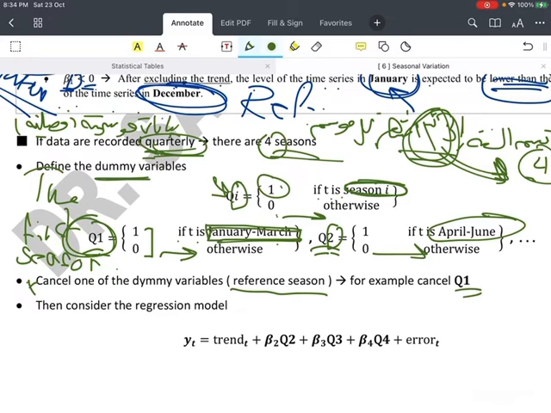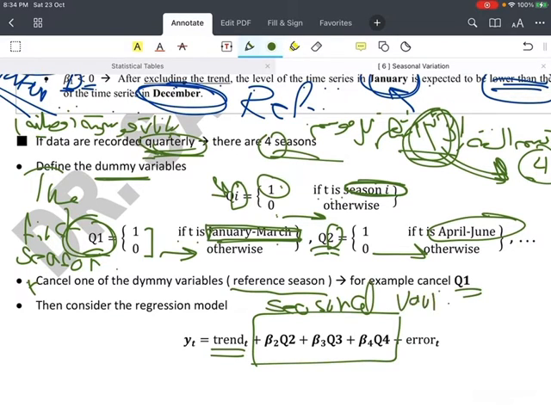Then consider the regression model. We should write the trend model first, then we will write the seasonal variation. Here we start from beta 2 Q2. Why? Because we deleted Q1. So we start from beta 2 Q2. But we can cancel beta 2, and if we cancel it, we will write Q1. Okay?